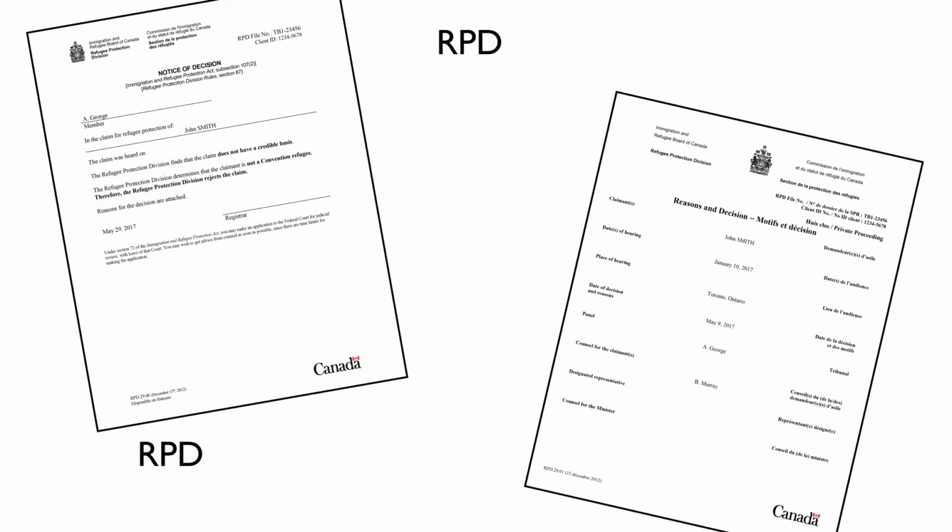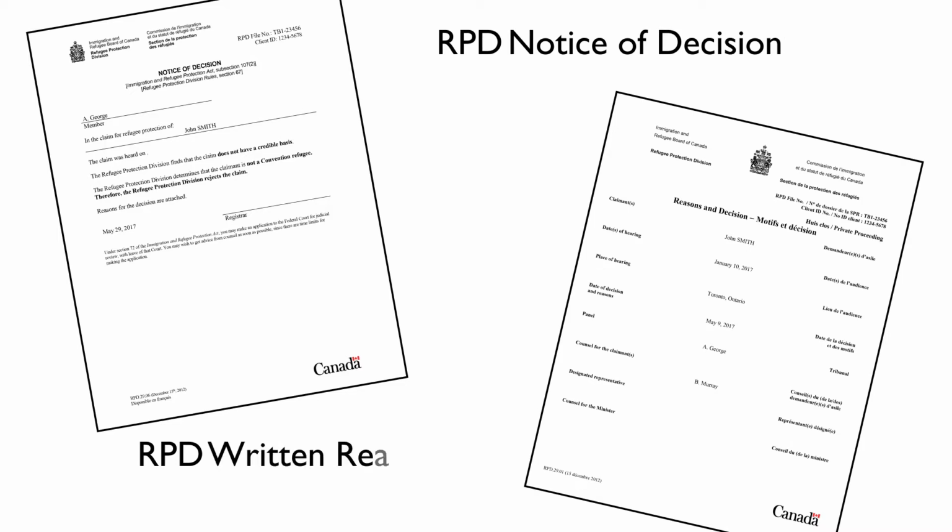Gathering documents. To complete this form, you'll need some documents that the Refugee Protection Division, we call it the RPD, sent you. The documents are the RPD Notice of Decision and the RPD Reasons and Decision.